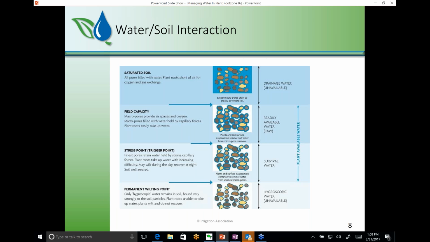So let's turn our gaze and talk a little bit about the water-soil interaction. If we think about plant available water, when we have waterlogged soils or saturated soils, all of the pore space in the plant root zone is filled with water. That means that roots are short of air, oxygen, and gaseous exchange. So basically, this is considered drainage water and is really not available to the plant.